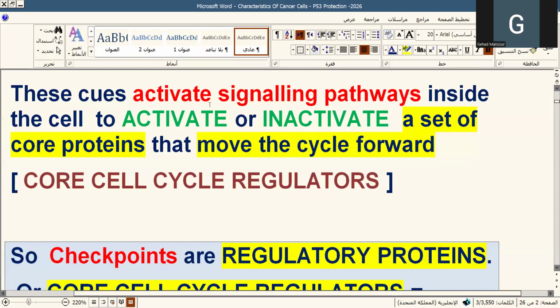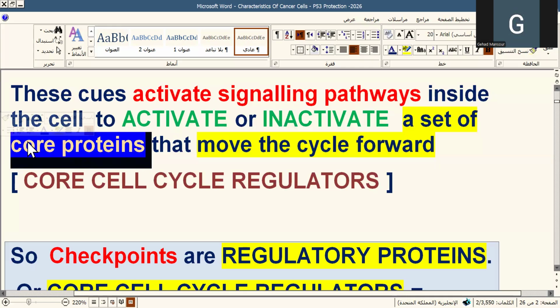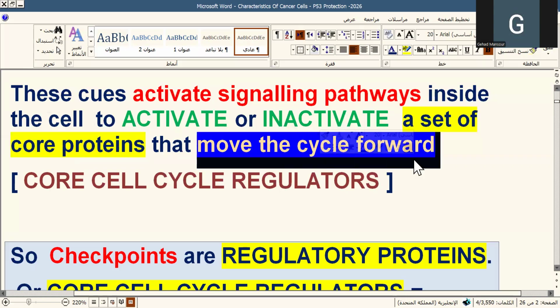So these cues will activate certain signaling pathways. A pathway is a series of biochemical reactions that will result at the end of the pathway in a response from the part of the cell. These signaling pathways will result at the end of the day in activating or inactivating certain core proteins, certain essential proteins. So those core proteins, and we call them core proteins because they are essential proteins, their main function is to move the cycle forward.